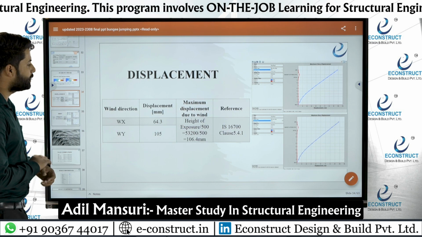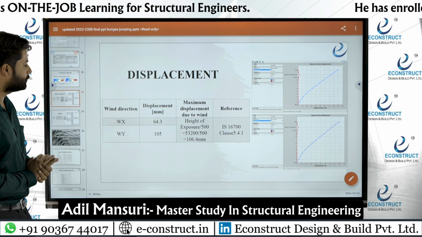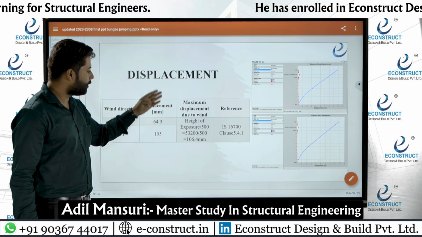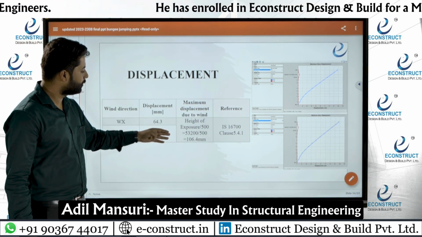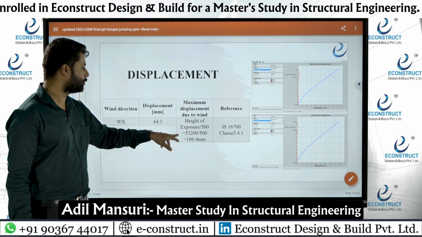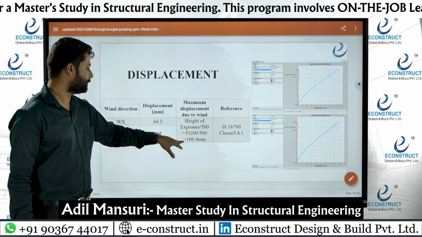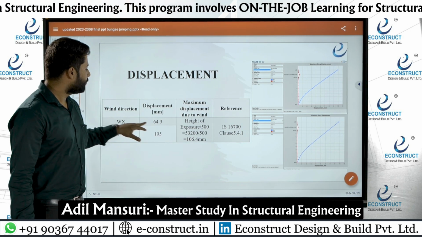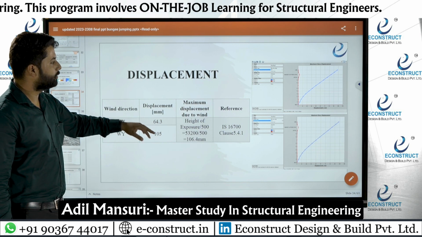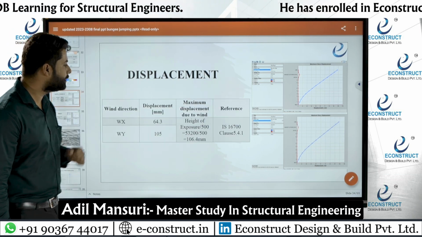As I earlier told you, displacement due to wind forces is governing in this project. My lateral allowable displacement for the structure height of 53.2 meters, divided by 500, gives an allowable displacement of 106. Here I am getting less than that due to WX direction and WY, hence it is safe in the wind displacements.